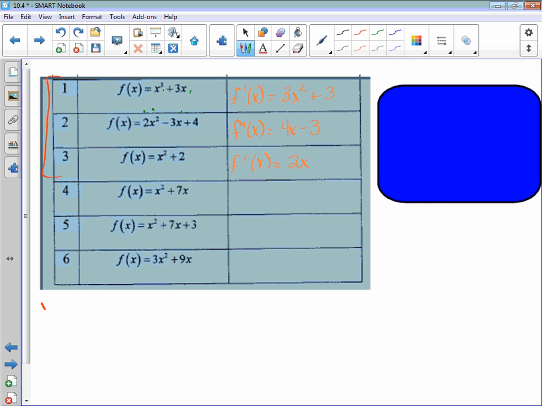It's 3x squared plus 3. Oh, the original one is x cubed plus 3x. Yeah, sorry. Are you guys seeing anything? Any pattern here? What do you see, Evan?